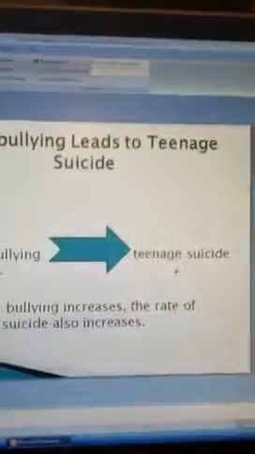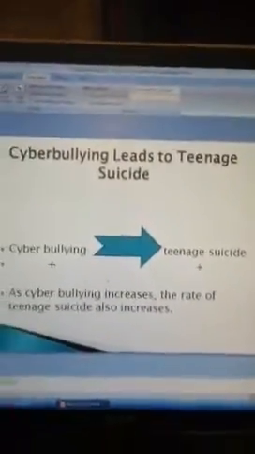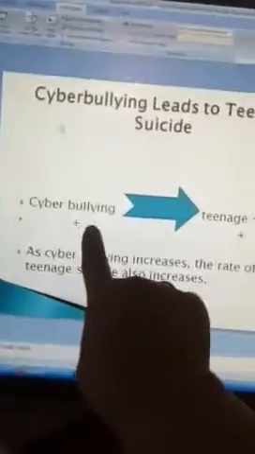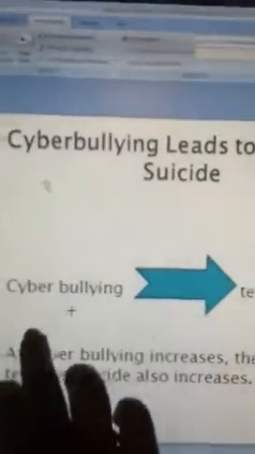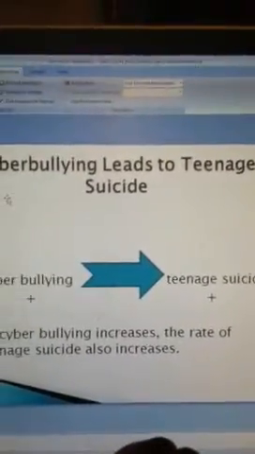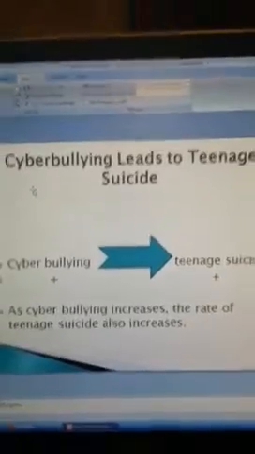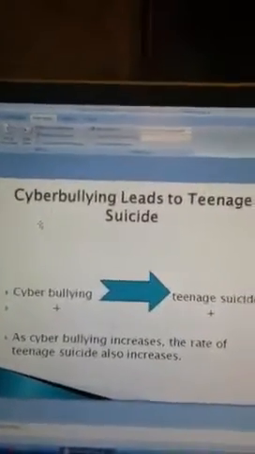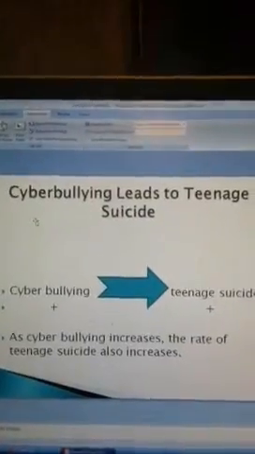And the topic that was of interest to me was cyberbullying and how it leads to suicides within teenagers. So, first off, cyberbullying leads to teenage suicide. We have here cyberbullying and teenage suicide, and you see that there are plus arrows at cyberbullying as well as teenage suicide because there is a positive correlation between cyberbullying and teenage suicide. So as cyberbullying increases, the rate of teenage suicide also increases.